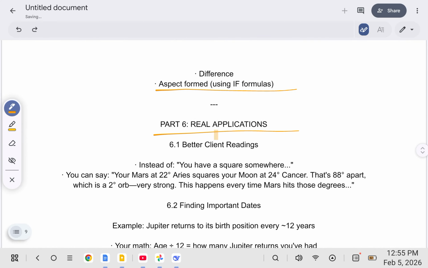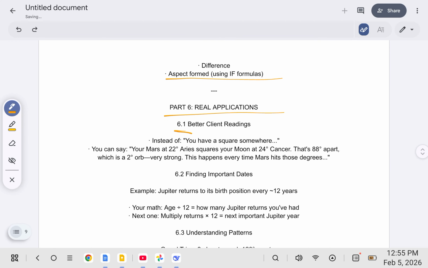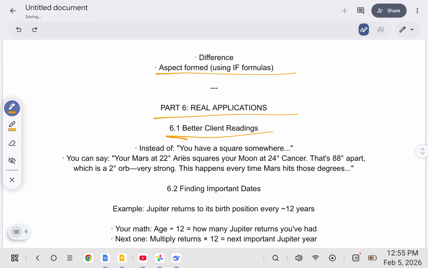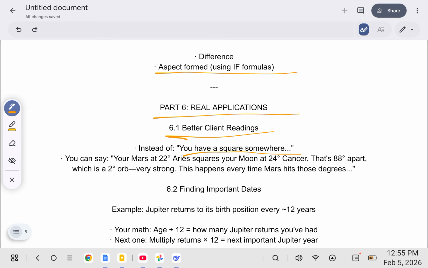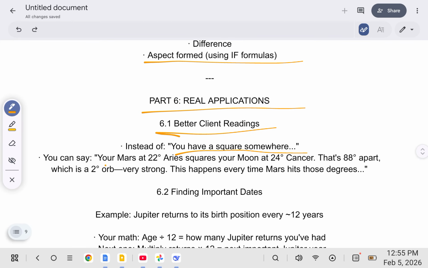So here's part 6, real applications. Better client readings. Instead of saying you have a square somewhere and just babbling on about stuff that's really not going to help you, you can say Mars is at 22 degrees Aries, squaring your moon at 24 degrees Cancer, and that's 88 degrees apart, which is a 2 degrees orb. Very strong. This happens every time Mars hits those degrees.